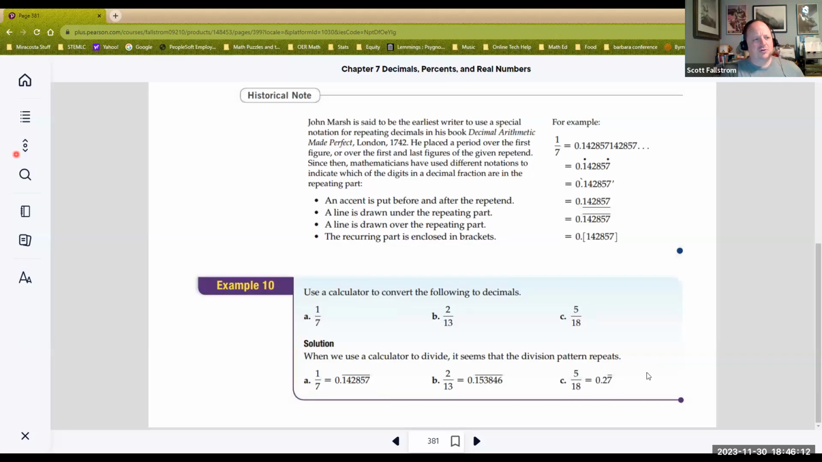Now, I'd like to show you, maybe a little bit before the book does, let's take a look at this. This is 5 over 18. 18 is 2 times 9. So I want you to think about this. This is really 1/2 times 5/9.